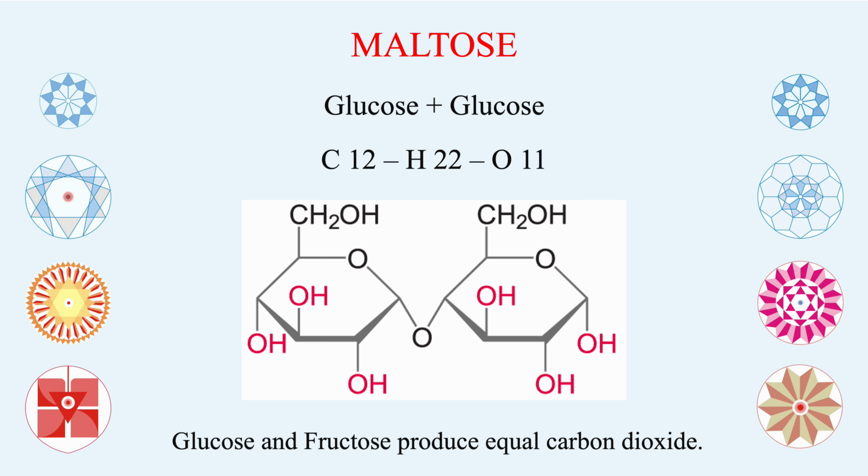In this particular picture you can see the formula. Glucose plus glucose should have been C12H24O12, but one water, H2O, has been removed. That shows that even in the formation of maltose from two glucose, it is water which is removed, in other words, dehydration.